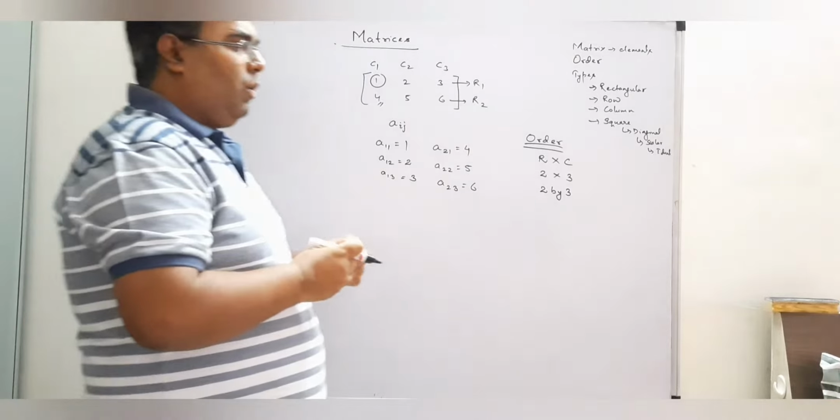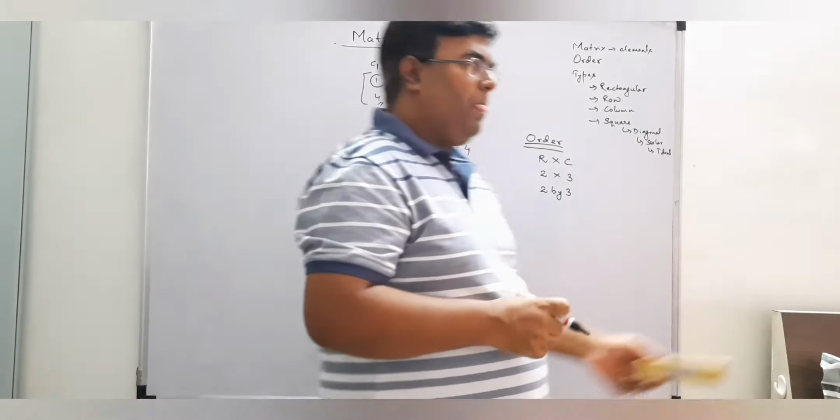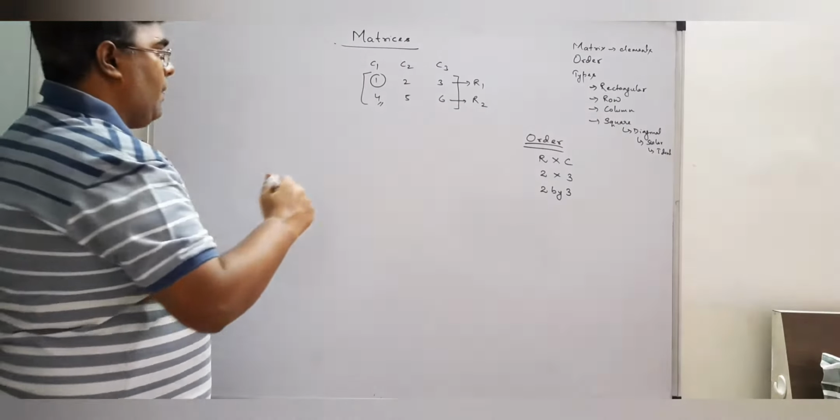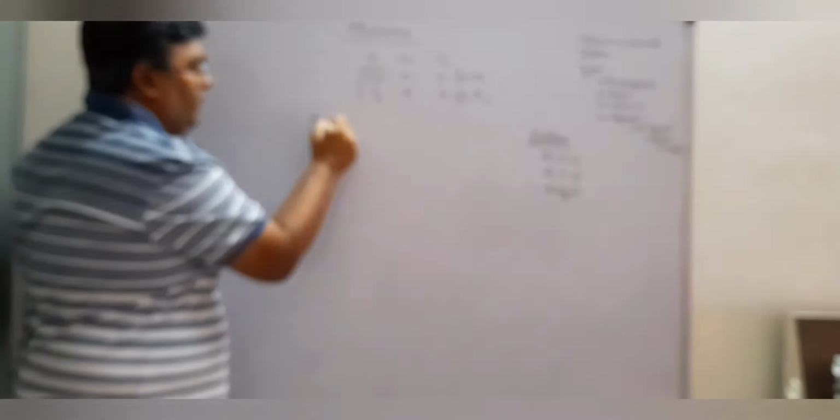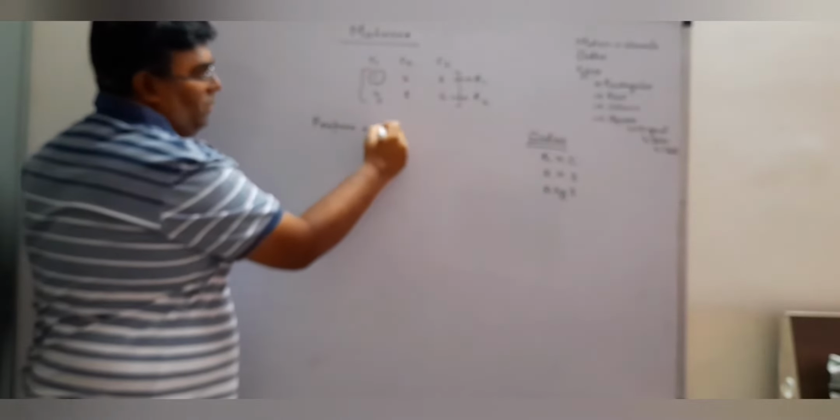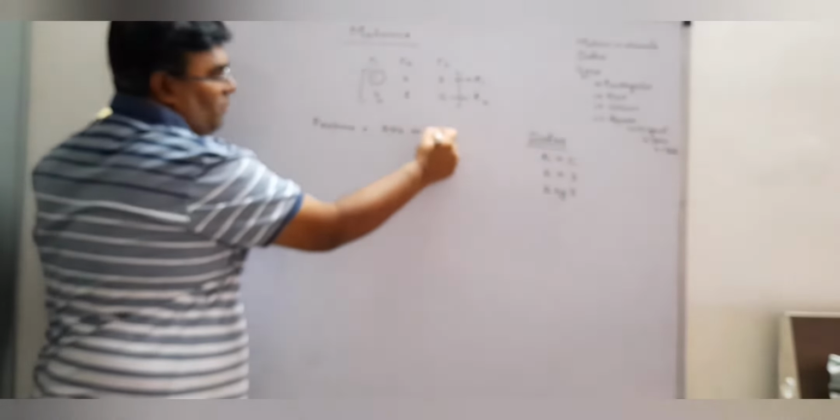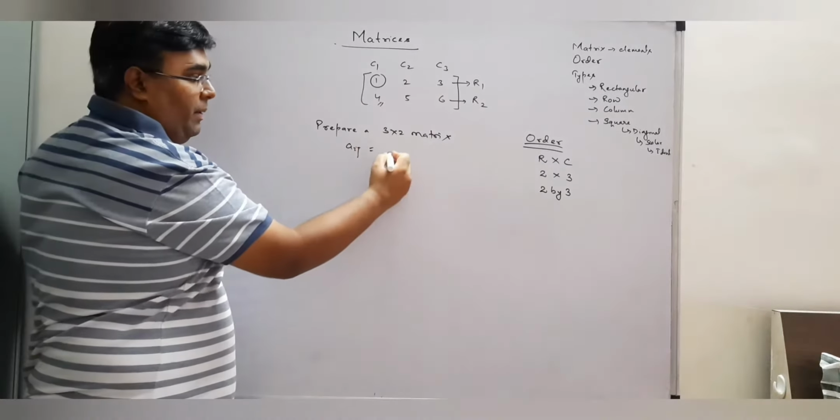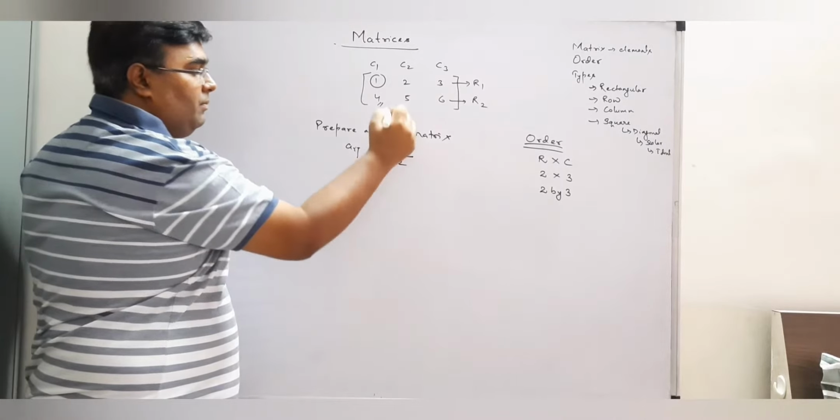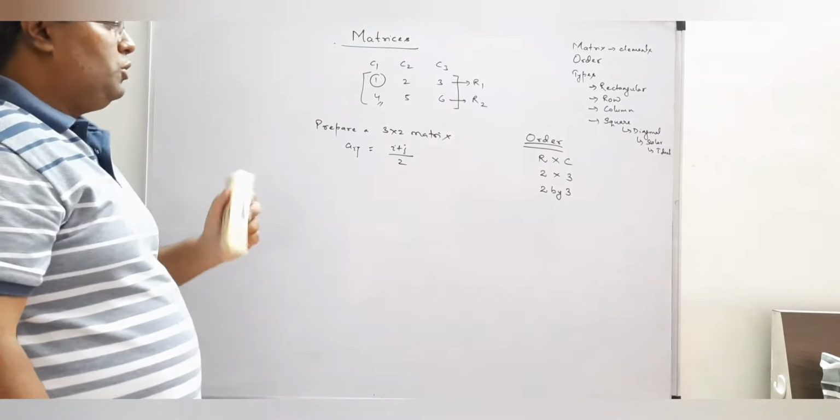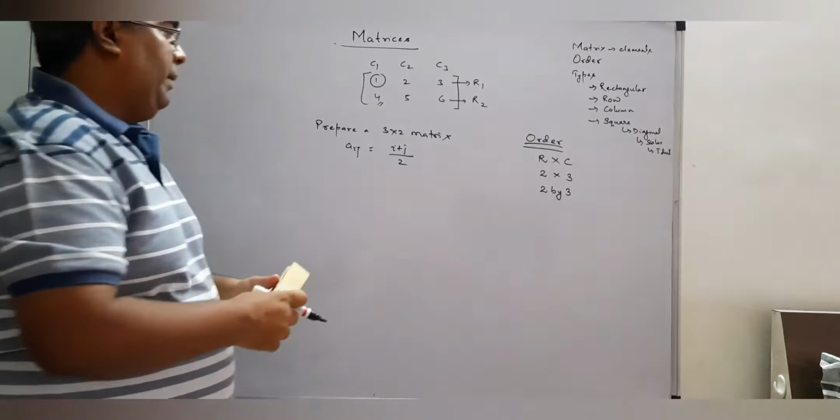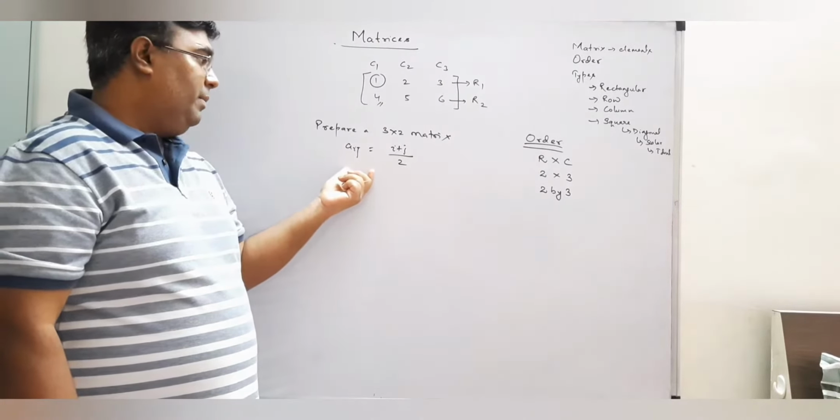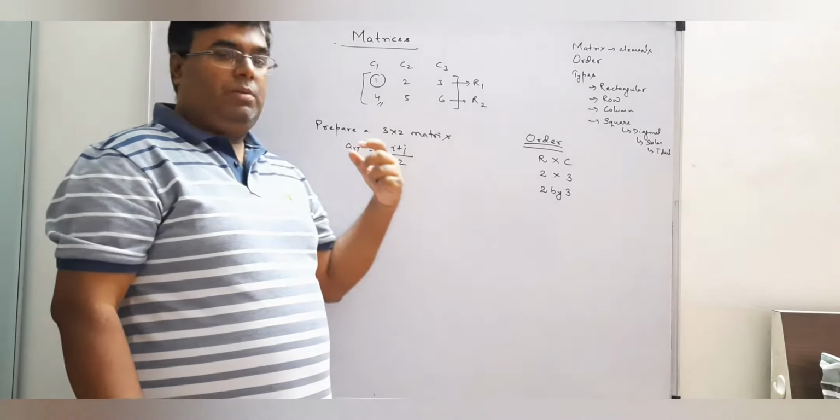There may be questions like: prepare a 3 by 2 matrix whose elements Aij are represented by (i plus j) by 2. Suppose this is my question. We need to prepare a 3 by 2 matrix whose elements are given by Aij equal to (i plus j) by 2.